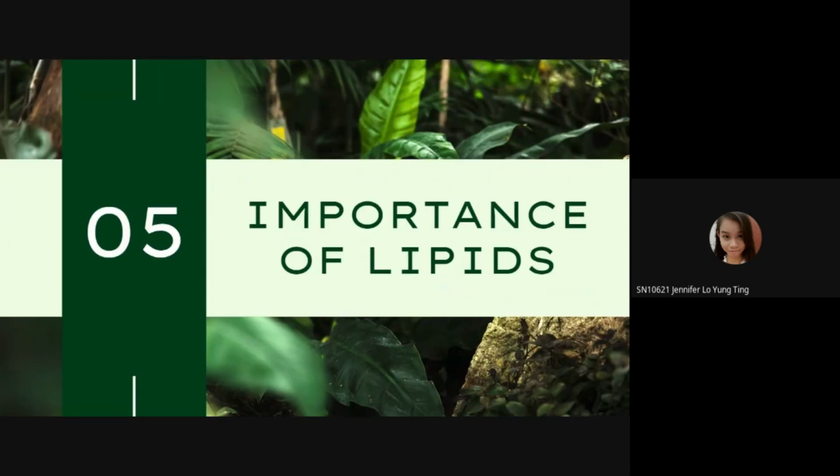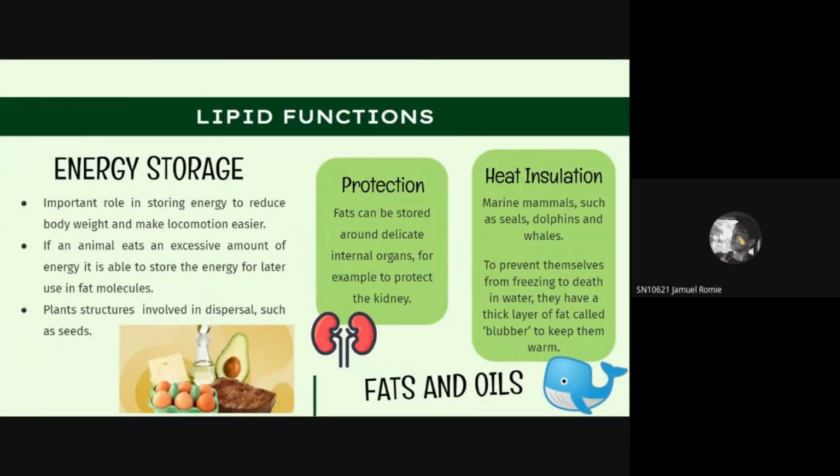Next slide. So now I will sum up what we have learned in the adventure just now by showing some importance of lipids. Next slide. Here are a few examples of lipid functions. Lipids play an important role in storing energy to reduce body weight and to make locomotion easier. If an animal eats an excessive amount of energy, it is able to store the energy for later use in the fat molecules, while in plant structures, it's involved in dispersal, such as seeds.